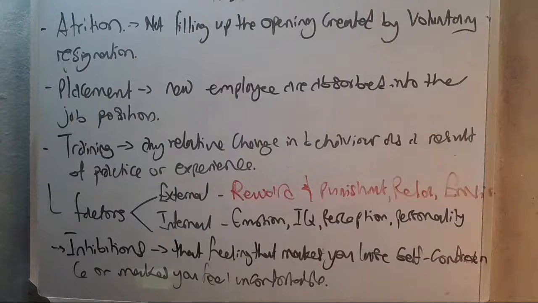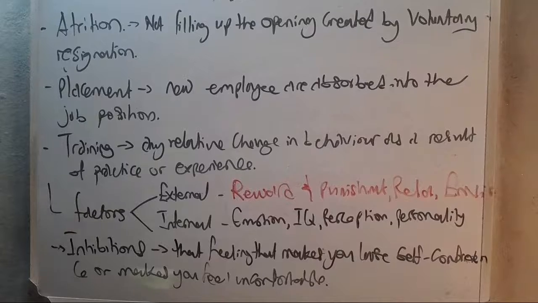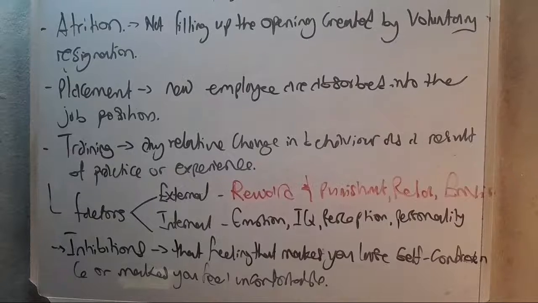Under inhibitions we have 2 types. We have what we call retroactive inhibition and proactive inhibition. All right, speaking of retroactive inhibition, it is previously learned experience or material interfering with or disrupting the recall of newly learned material.